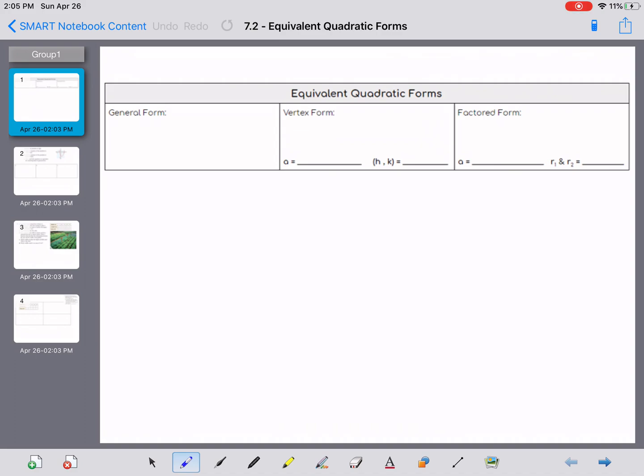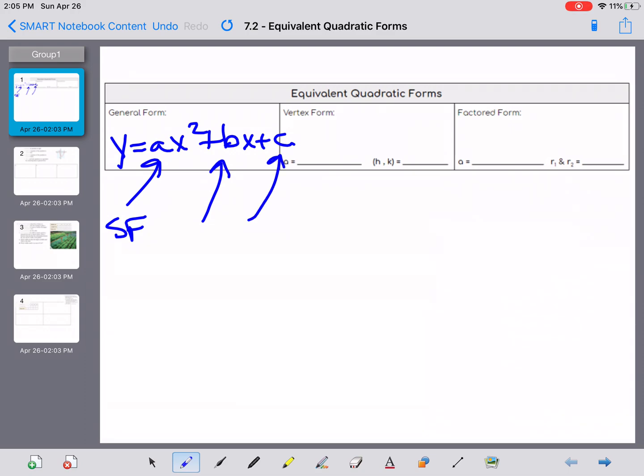Let's get into it. So we have three equivalent quadratic forms that we're going to discuss. The general form ends up being y equals ax squared plus bx plus c, where if we're actually going to graph it, a is the scale factor, b would do not just left and right, but it actually could move it up and down as well, and then c is the vertical shift for sure. So not that big of a deal right now, we're not going to really focus on that, but just so that you know with that part.